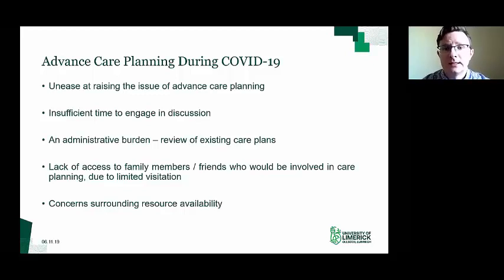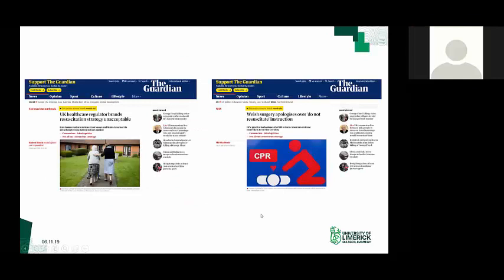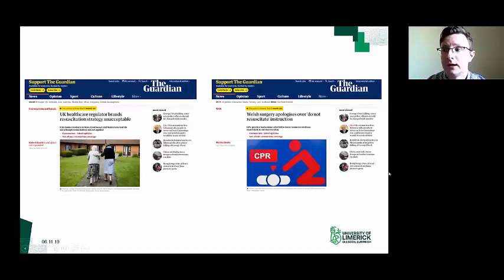So the next slide shows 2 images from The Guardian. So if we can just move forward one. So you have 2 examples here where you have one with the UK healthcare regulator branding resuscitation strategy as unacceptable, and another story relating to a Welsh surgery which had to apologise over do not resuscitate instructions. So these were examples of poor practice.